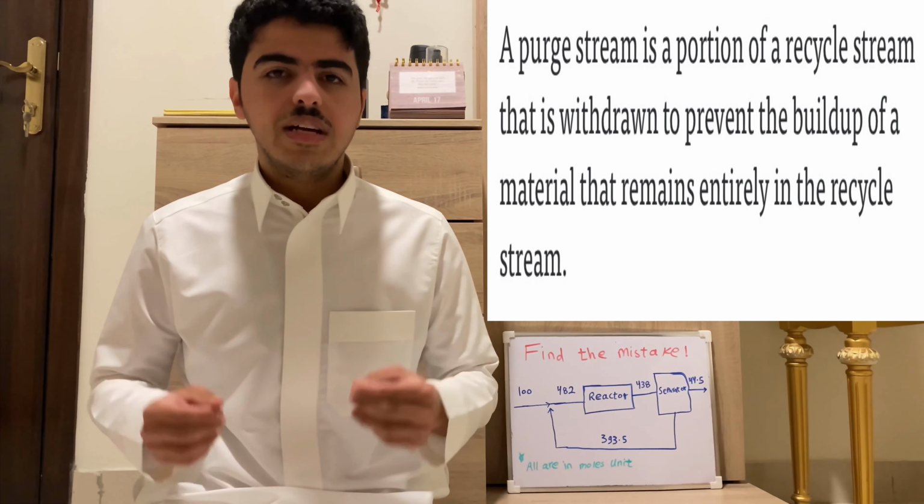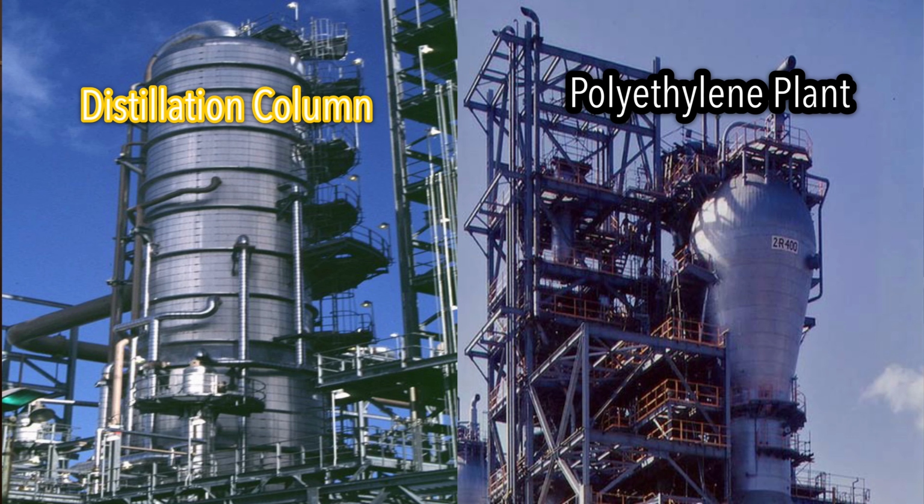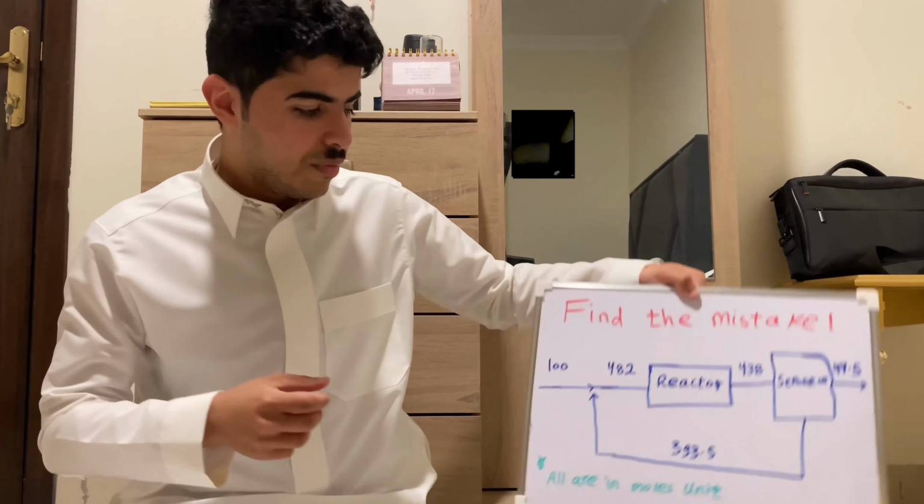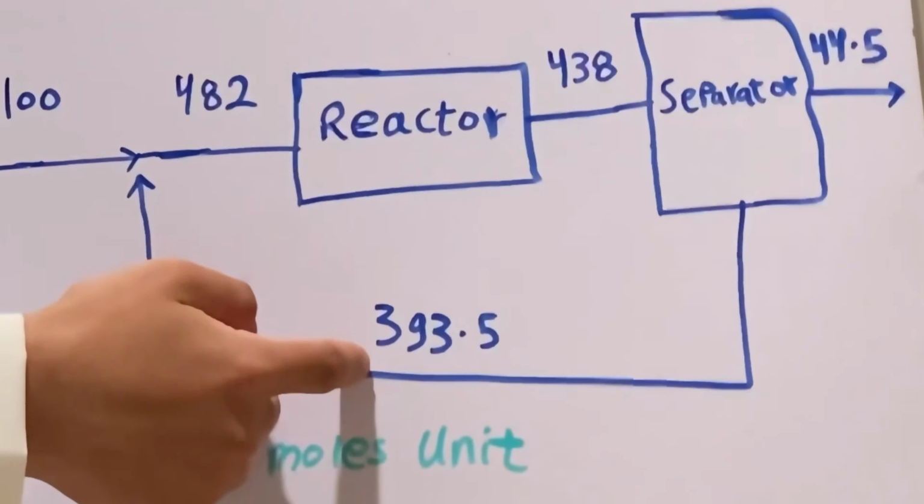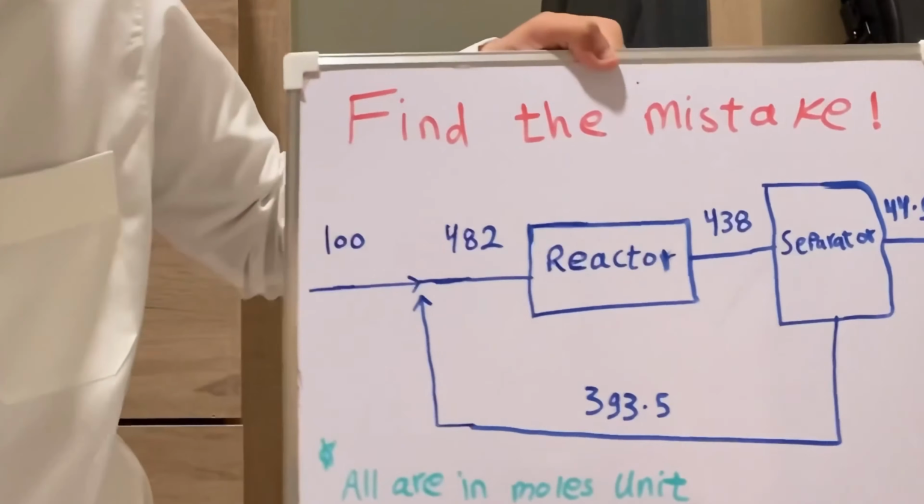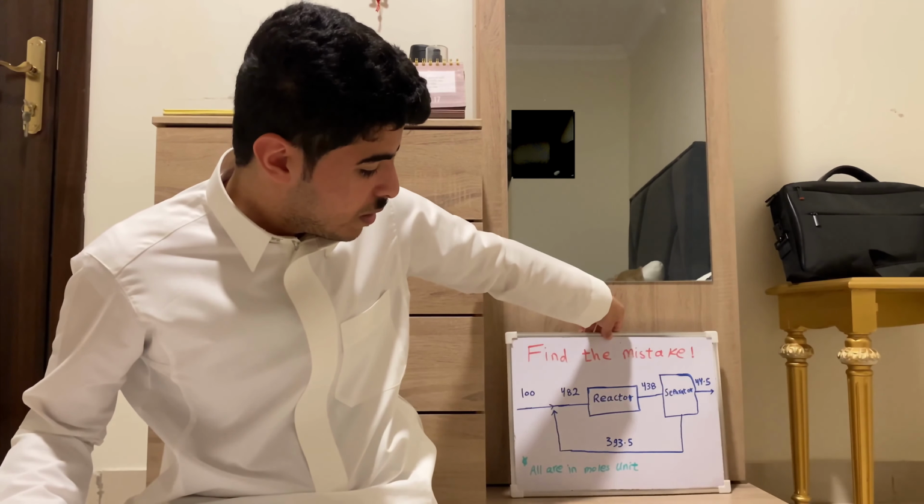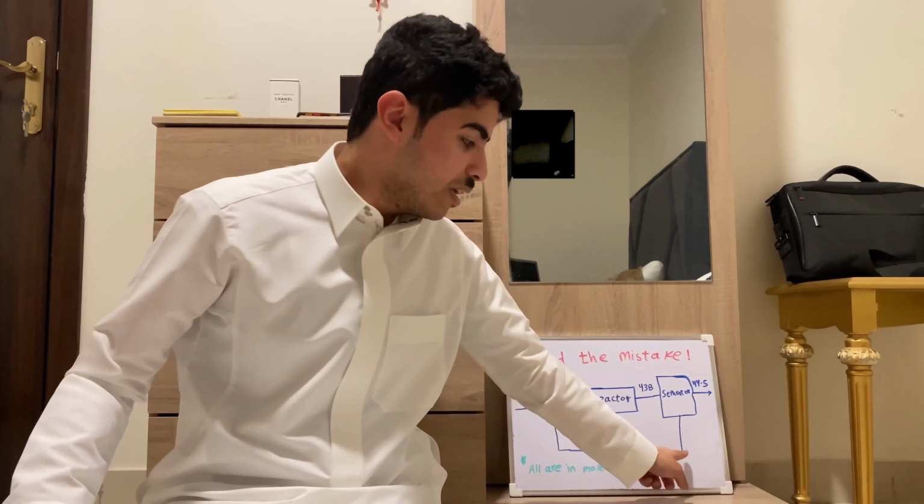We need to have a steady state process, like what you see in the refinery and petrochemical industries. They always have their process at steady state. Any large scale process needs to be at steady state. And without purging the system, we will have this math error, which is if you add these together, it will not be the same as 482. If we purge the system and create something here, there will actually be mass in equals mass out.